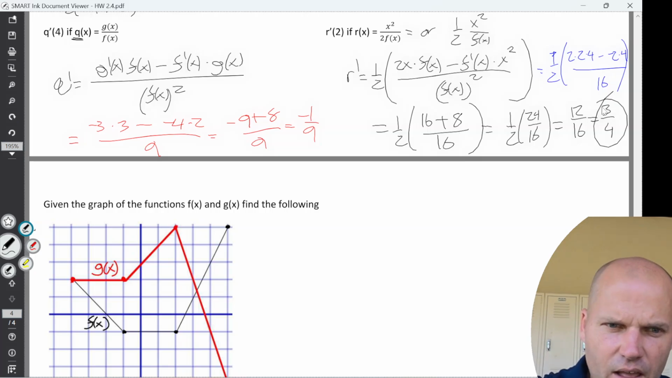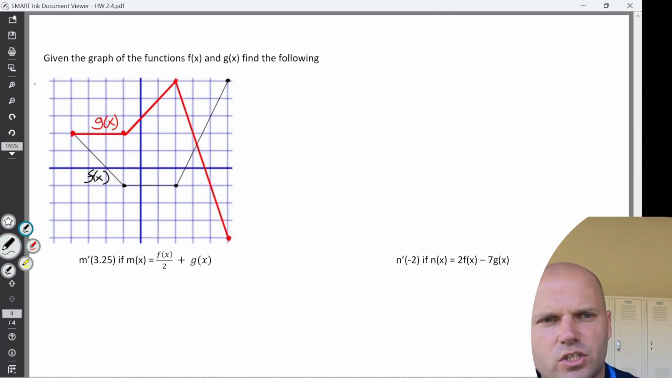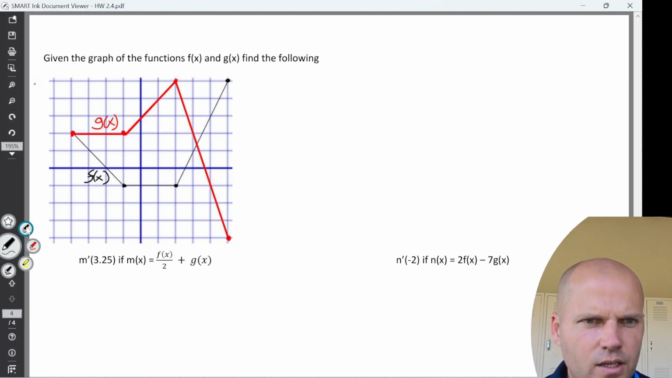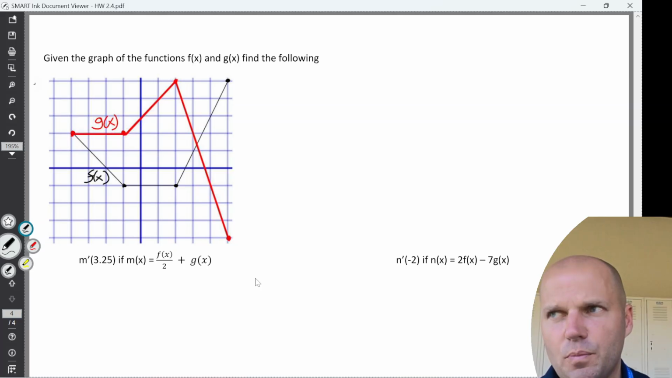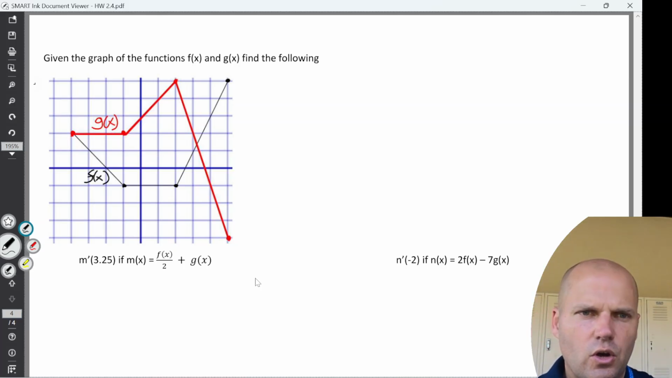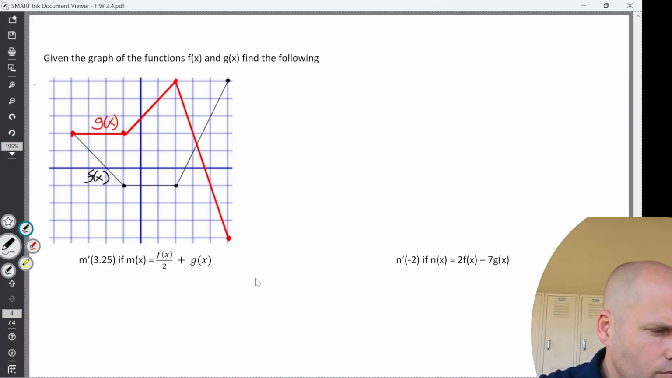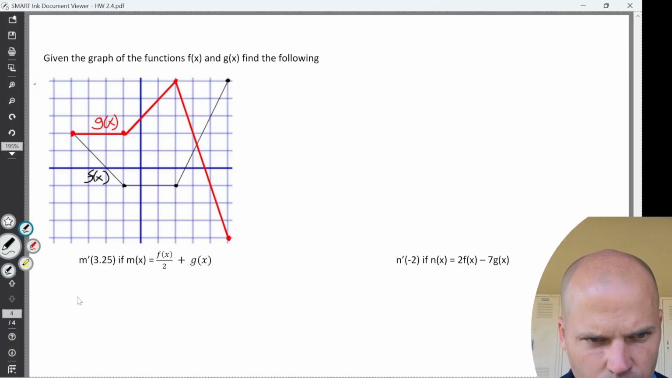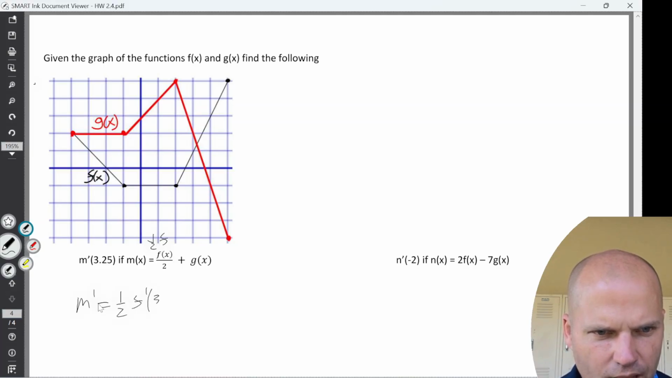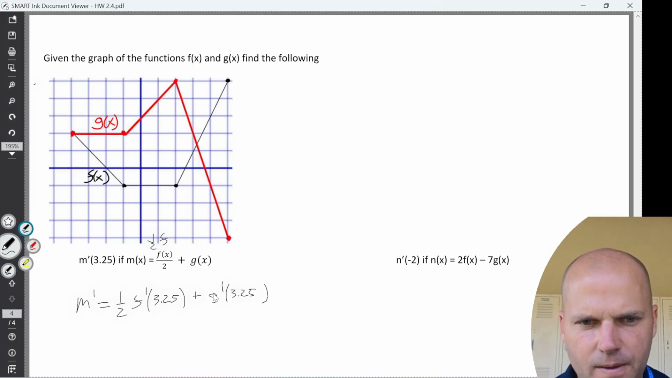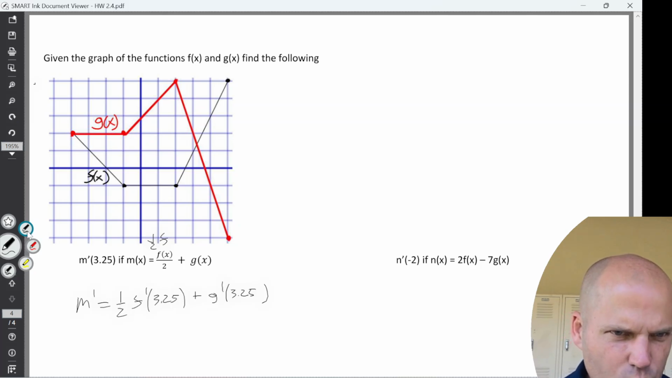Great. And then what if we had graphs? Well, it's important to know that if you have line segments, the slope of line segments can be found. So if I ask you for m prime at 3.25, well, remember constants stick around. I would probably write this as 1/2 f. I would say it's 1/2 f's slope at 3.25 plus g's slope at 3.25. I kind of skipped a step without the x's. But where's 3.25? 1, 2, 3.25.